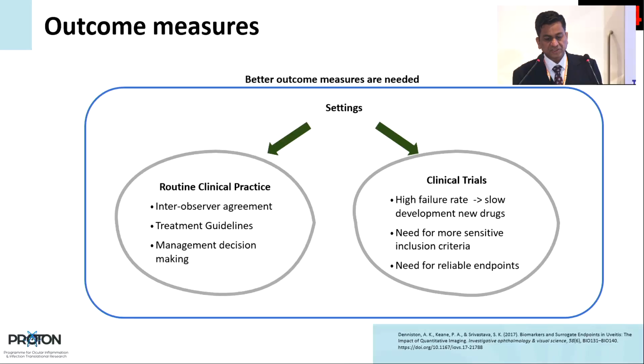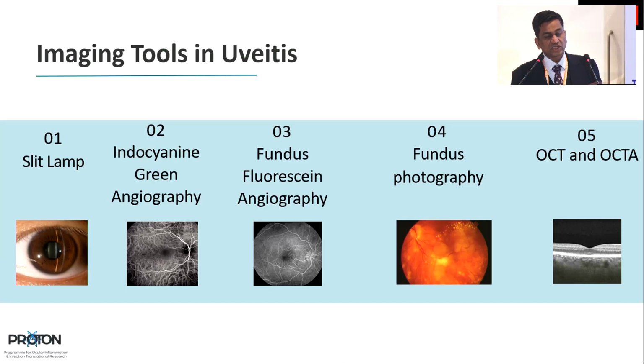So these are the outcome measures which have been used in the clinic and also in clinical trials, and the result of which is poor inter-observer agreement, treatment guidelines that are not very clear, difficult management decision making, a high failure rate, and a need for more sensitive inclusion criteria and reliable endpoints. So this gives us the background about the imaging.